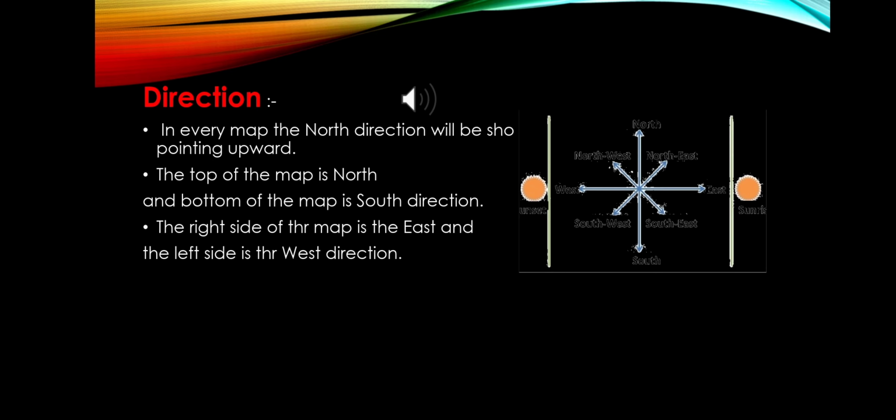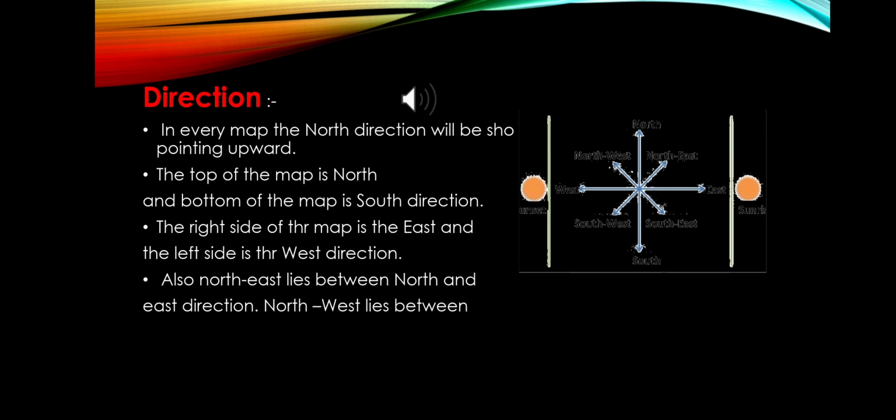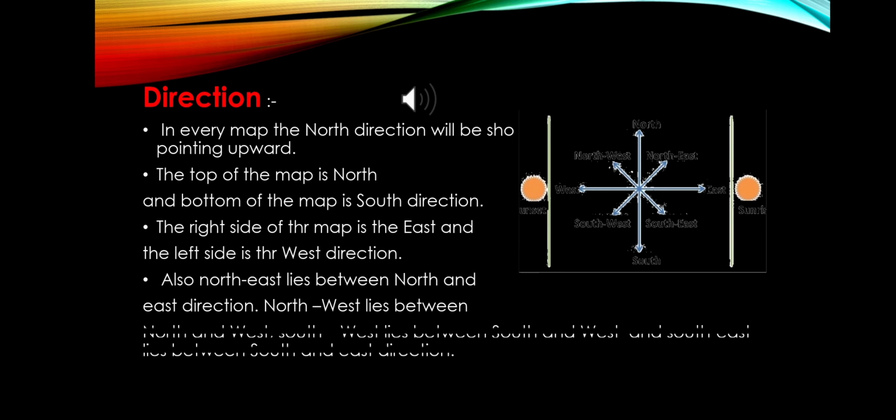When you know these four main directions, you can easily locate other sub-directions: northeast lies between the north and the east, northwest lies between the north and west, southwest lies between the south and the west, and southeast lies between the south and the east. So these are the main directions you have to understand. Okay.